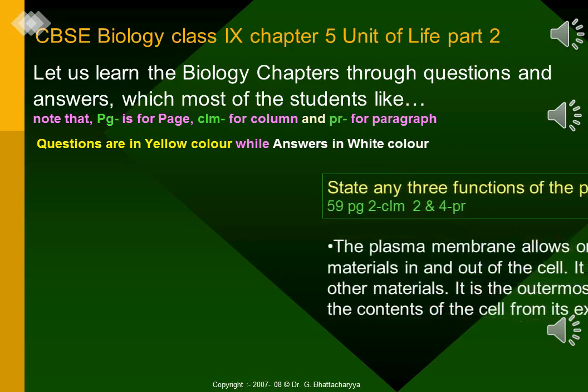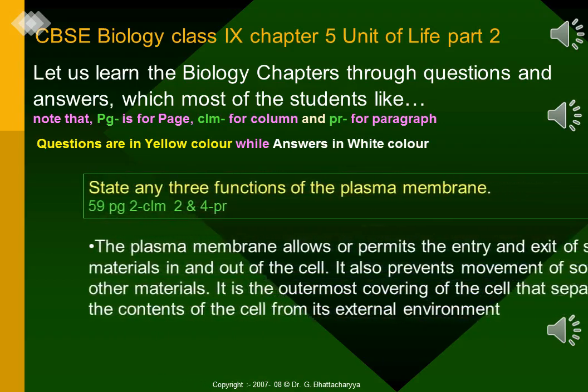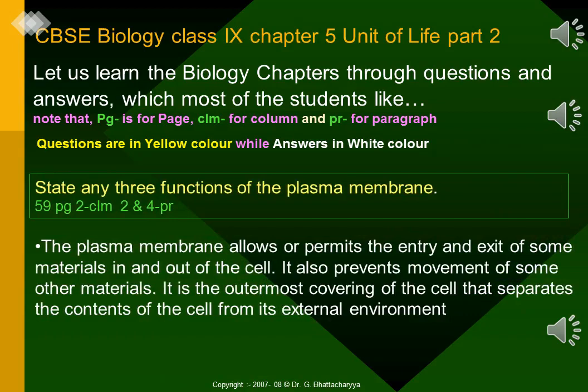State any three functions of the plasma membrane. The plasma membrane allows or permits the entry and exit of some materials in and out of the cell. It also prevents movement of some other material. It is the outermost covering of the cell that separates the contents of the cell from its external environment.